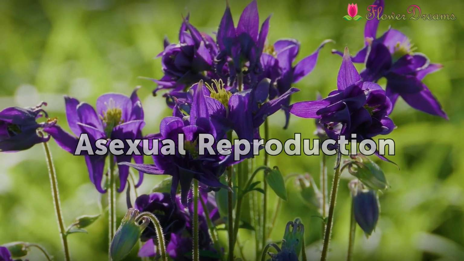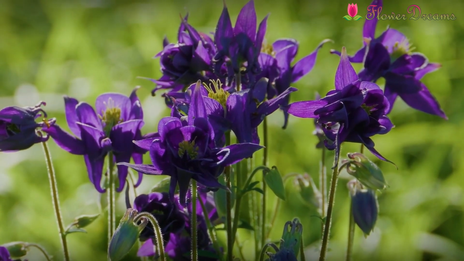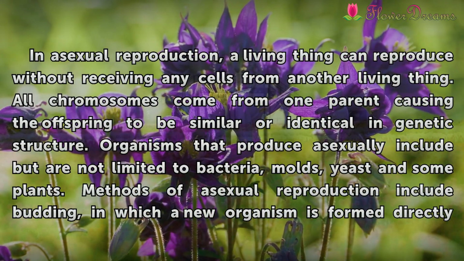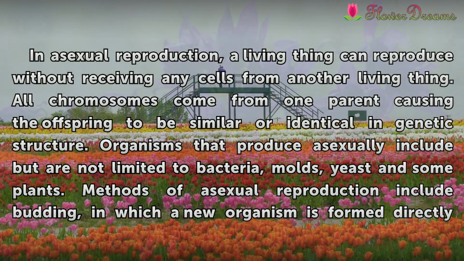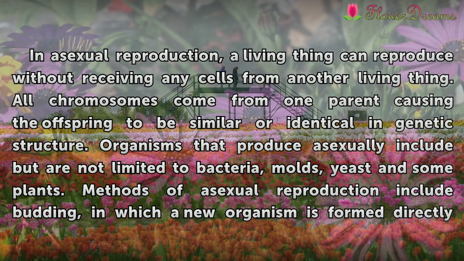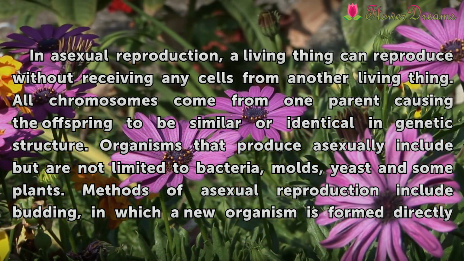Asexual reproduction. In asexual reproduction, a living thing can reproduce without receiving any cells from another living thing. All chromosomes come from one parent, causing the offspring to be similar or identical in genetic structure. Organisms that produce asexually include but are not limited to bacteria, molds, yeast and some plants.